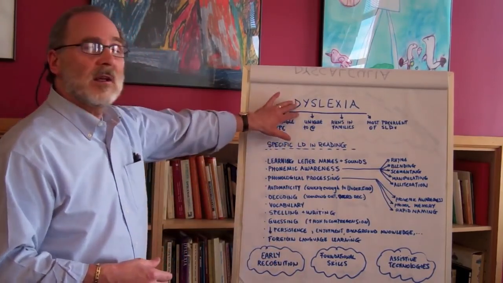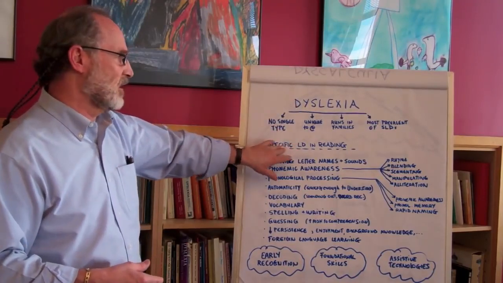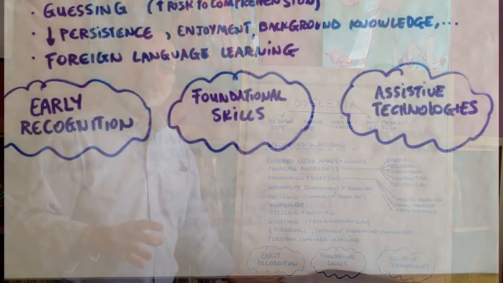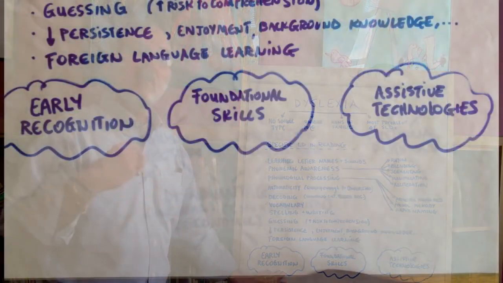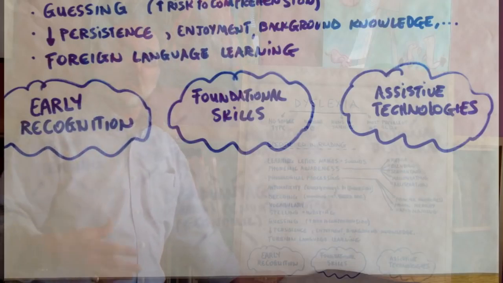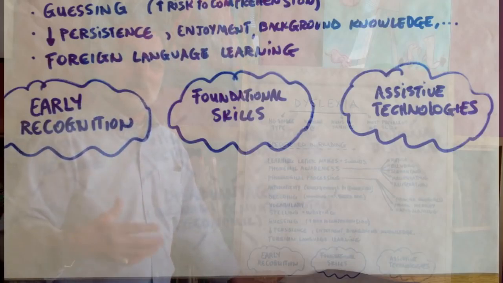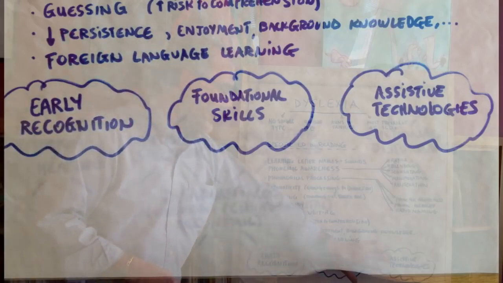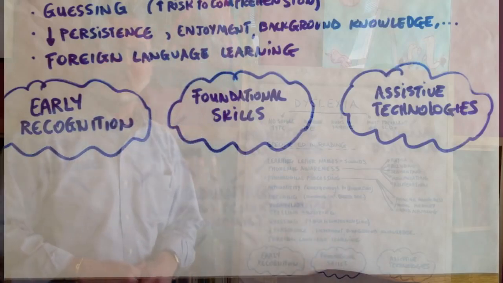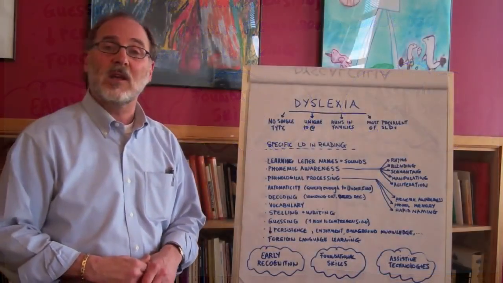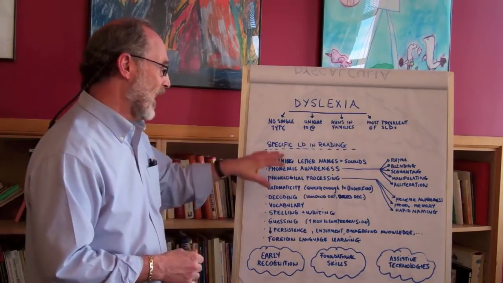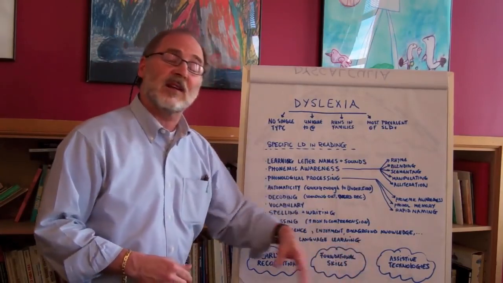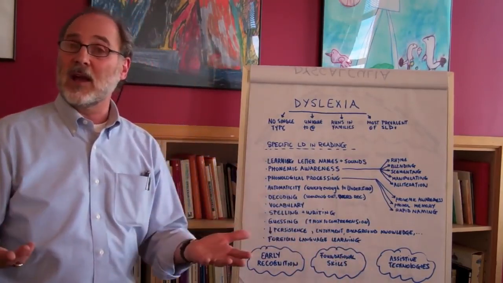Most important about dyslexia, specific learning disability in reading, is that early recognition really does make a difference. The earlier you detect a problem in this area, the more opportunity there is to teach some of those foundational skills, and the less likely it is that the child or the teenager or the adult will struggle in the long term. And there are lots and lots of assistive technologies that can be used and are used successfully by individuals who have dyslexia, who have specific learning disabilities in reading. And more information about those assistive technologies is being made available every day.